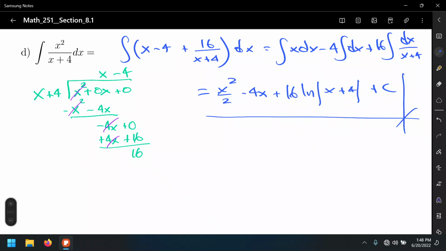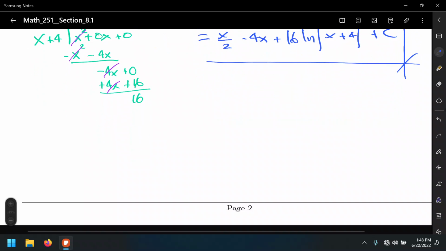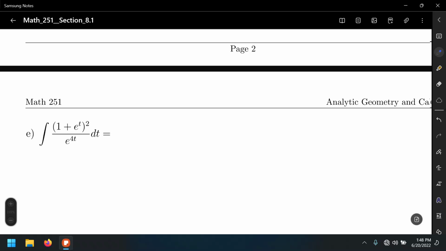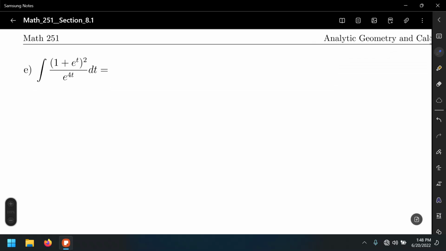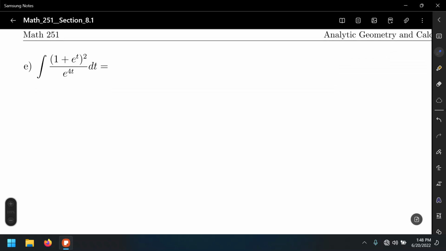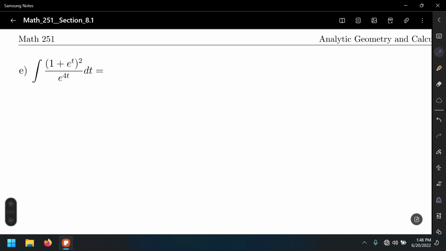Let's have a look at another one. What do we have for letter E? Oh, letter E, pretty interesting. Let's see. So the integral of 1 plus e to the t, the whole quantity squared, divided by e to the 4t. All right. Any ideas on what to do first before we can do this problem?